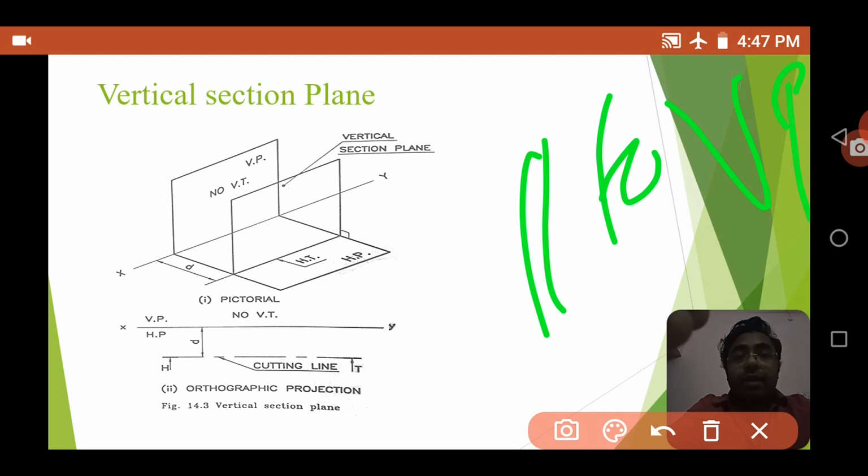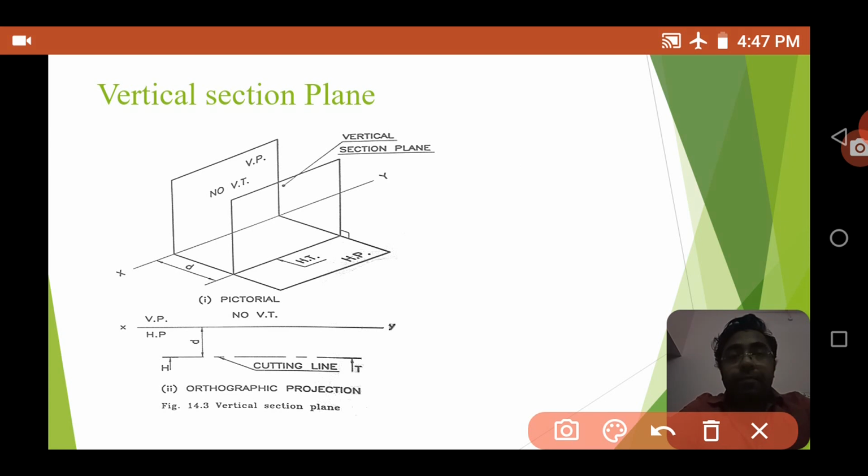Okay, and the orthographic projection is given here. You can see that there is an xy line you have to draw. Then there will be a dimension d, which represents the distance from the xy line to where our vertical section plane is situated. That's what the dimension d actually represents. This d is going to be written here.